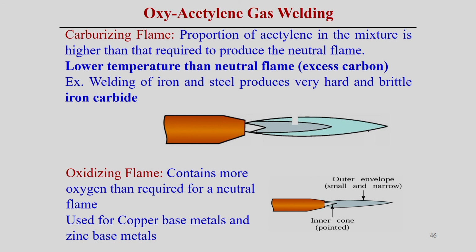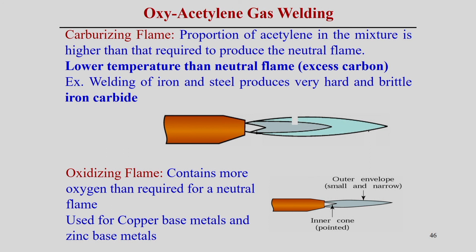That is why welding of iron and steel produces very hard and brittle iron carbide phases, because excess carbon is created, since the proportion of acetylene is more. It creates the carburizing flame, and that carbon becomes part of the iron when melting during welding of the iron. So, iron carbide can be created in this particular flame, and such iron carbide is a very hard and brittle material. So, this kind of flame is suitable for the welding of pure iron and steel. Similarly, the oxidizing flame also.